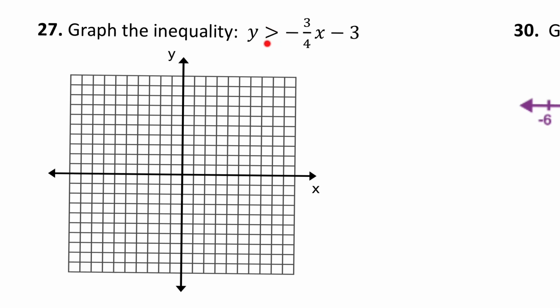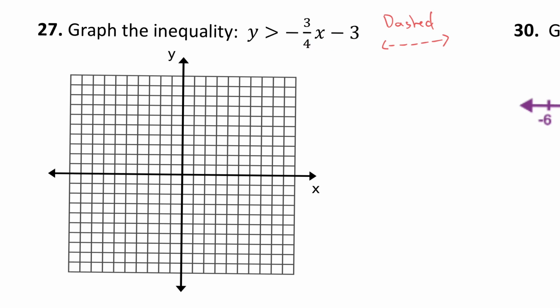So when you have a greater than or a less than with no line on the bottom, that means the line is dashed. If you don't remember what dashed is, it's like a dotted line, or maybe you can say a broken line, but it is dashed. Since the y is by itself, I am going to use the slope and the y-intercept to graph the line, and then I need to know what side to shade.